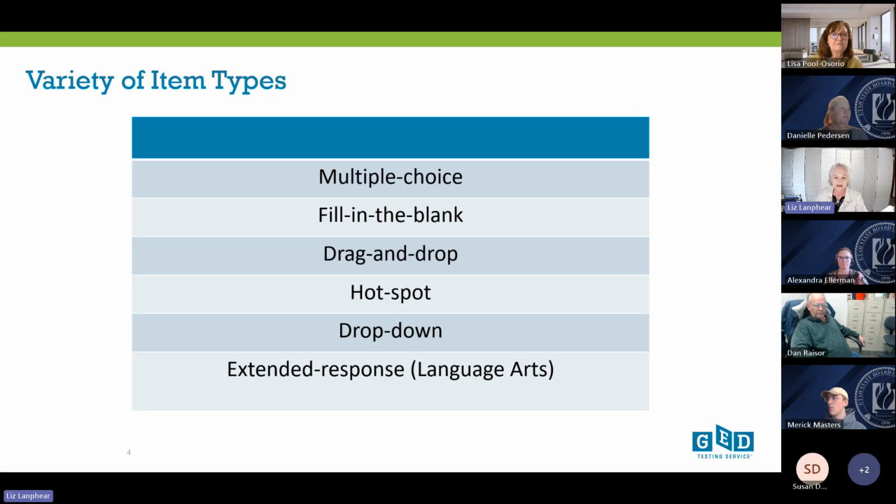For the technology enhanced items, you've got multiple choice, you've got fill in the blank, but the technology piece is drag and drops, where you would have boxes with answers and blanks, and then you drag and drop them into the respective boxes. Hotspot means that you're placing a dot on a graph or a line, a timeline, things like that, that you're actually clicking on something. And then a drop down, of course, would be you're clicking and you have some choices that drop down. The extended response is only in the language arts.